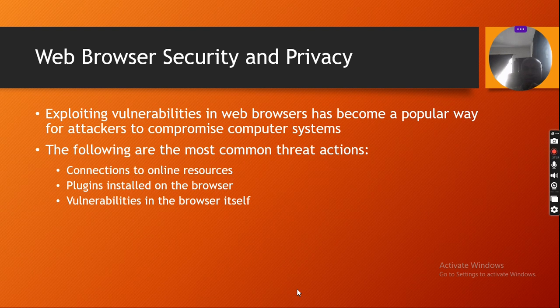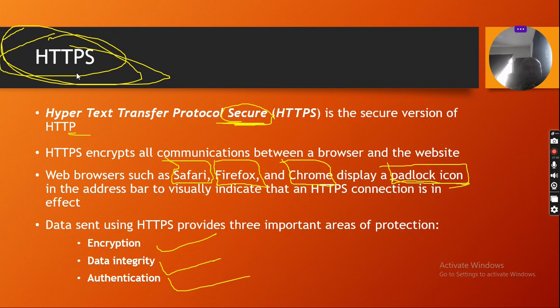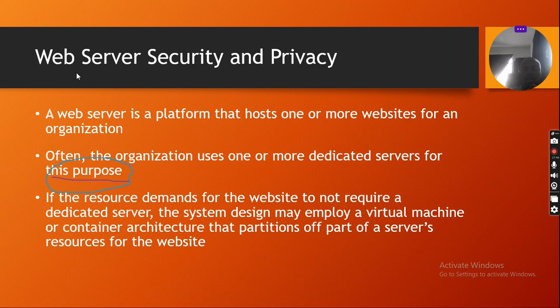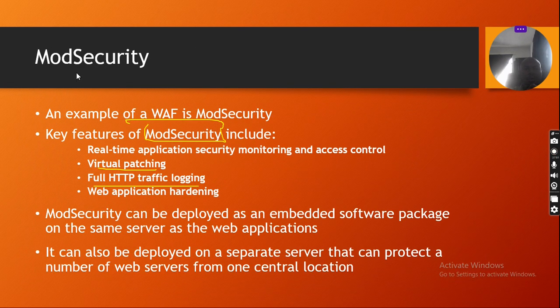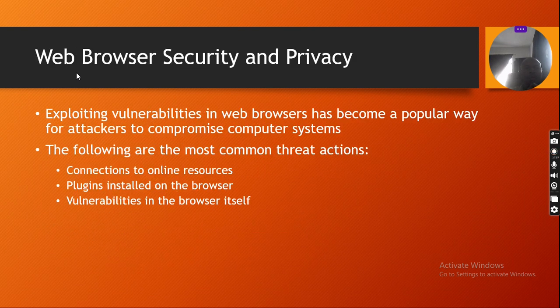Now let's look at web browser security and privacy. This is the third one for web security. The first one was web server security and privacy. The second one is the web application, which we talked about. The third one is web browser security and privacy. All these firewalls are still on the application side.